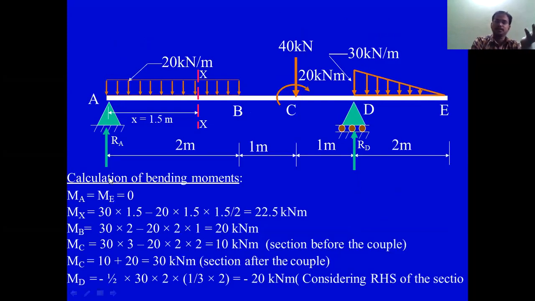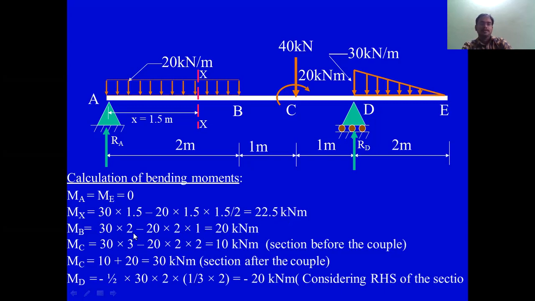So how this moment is going to act here, that we need to take. This will get added up. That's it. Now moment at A and E is free, and at A and E it is 0, and moment at a distance x, this is the maximum moment. They want to say that it is the maximum bending moment. So they calculated here itself.